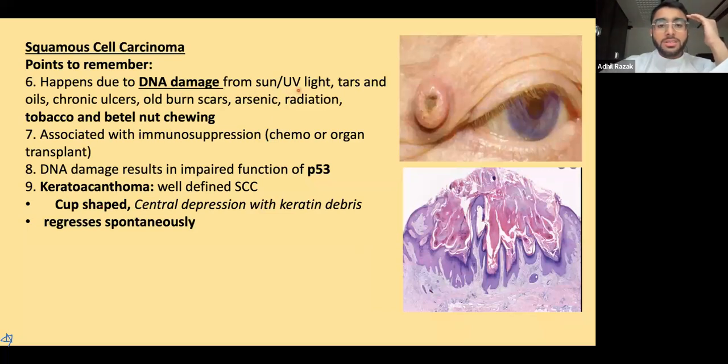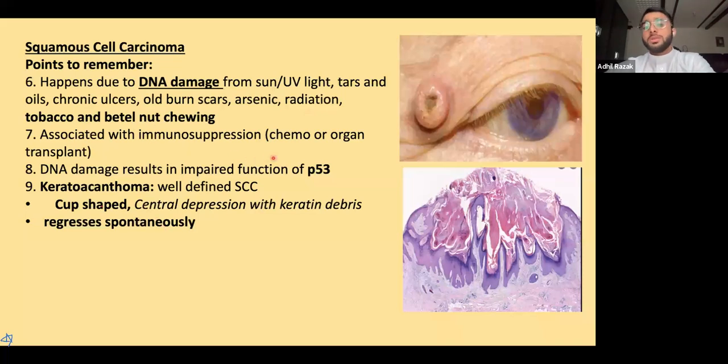So keep these things in mind because they could bring you a question with any of these risk factors, such as someone who spends a lot of time outside, such as he picks fruits. So that's the most typical presentation that they could give you. Someone who's exposed to tars and oils a lot, someone who has chronic ulcers, someone who's a burn victim, someone who works with chemicals like arsenic, someone who's a radiologist, they work with a lot of radiation. Once again, tobacco, huge risk factor.